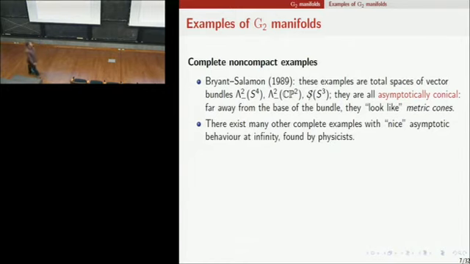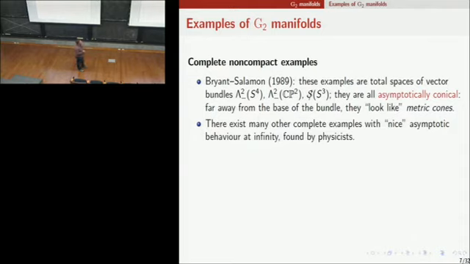First, we're going to talk about the complete non-compact examples. The first ones were found by Robert, who's already gone, and Simon Salamon in 1989, or maybe it was '87. These examples are non-compact. The manifolds are total spaces of vector bundles, and it's these three in particular. These are two rank 3 vector bundles over 4-manifolds, and that's a rank 4 vector bundle over a 3-manifold. That's the spinor bundle of S^3. These are important because they were the first complete examples of irreducible G2 manifolds. From now on, if I say G2 manifold, I will always mean irreducible.